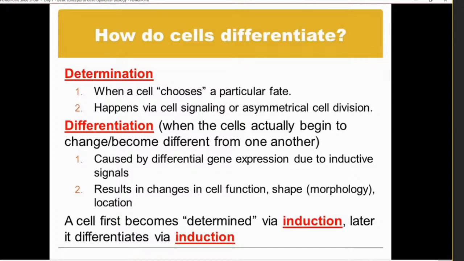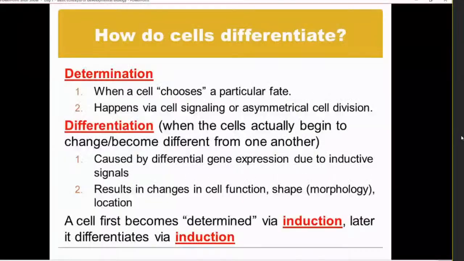Okay, after determination the cell can differentiate via cell signaling. In this step, through different cell signaling processes, the cell can differentiate its gene expression. The genes express many proteins, and those proteins make the signals and communicate with the other cells. Those cells produce inducing signals, inducing cell division.